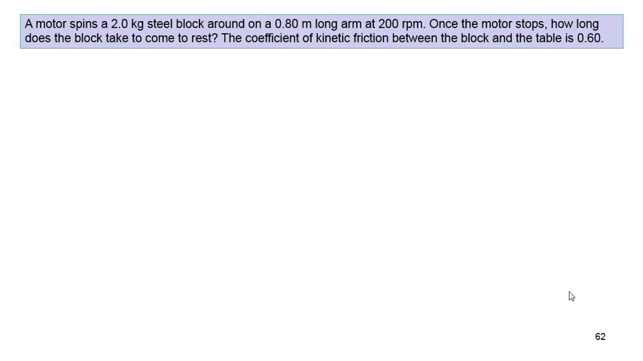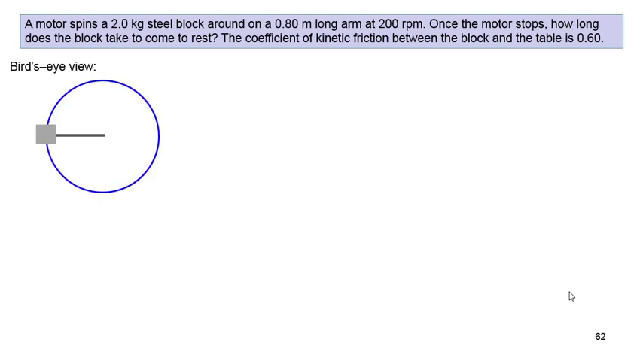Here is an example where we have non-uniform circular motion. So I'm going to start by drawing a free body diagram, and to do that I'm going to draw a picture. I'm going to look at a bird's eye view. Okay, so here is this steel block. It's spinning around in a circle. This is the long arm, and it's going at 200 RPM.